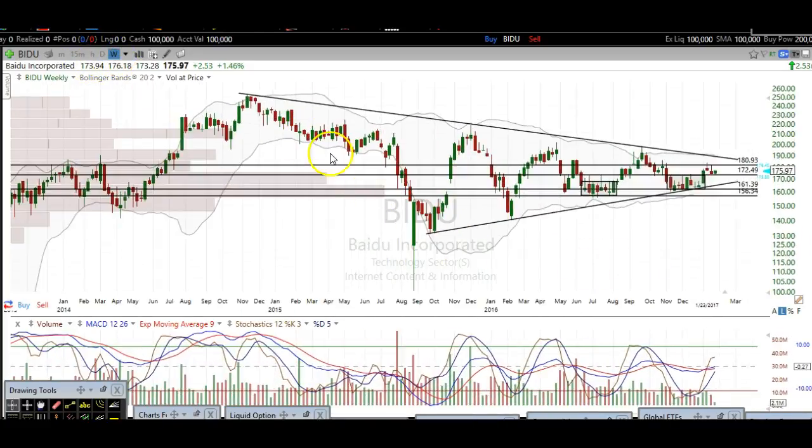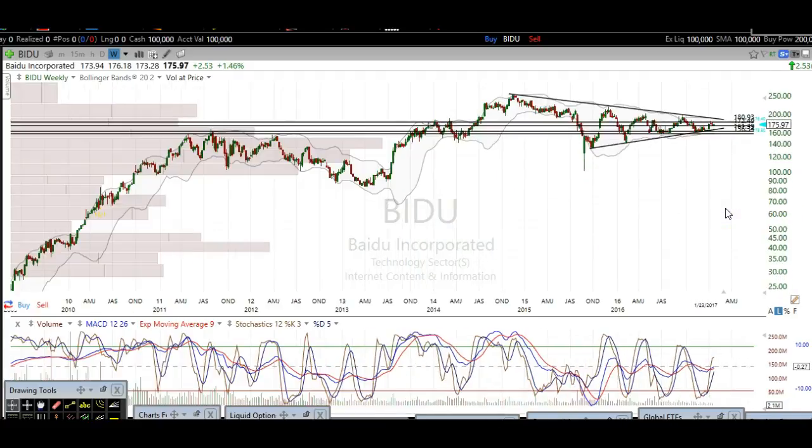You can see we're in this triangle pattern right here, okay? We're in this triangle pattern here, and you can see we're coiling up for a big move, okay? Coiling up for a big move.